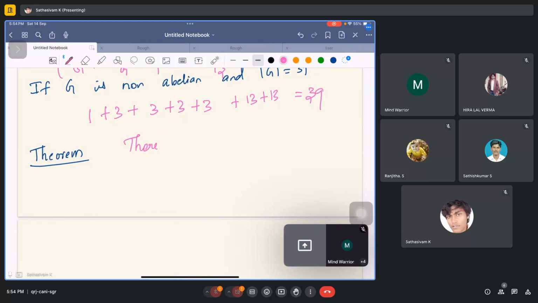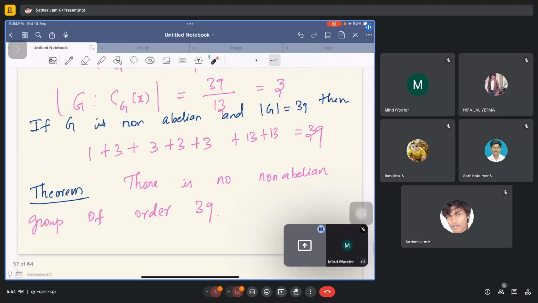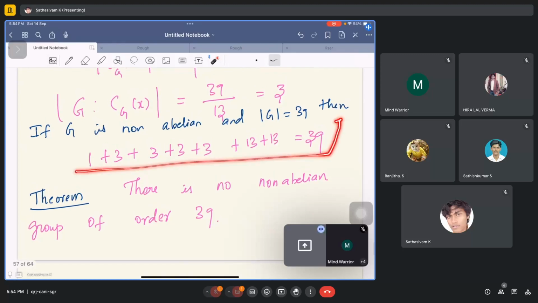There is no non-abelian group of order 39. Well, what happens is this is a possible classification. If there is a non-abelian group, then this must be its classification. So in that sense this is a possible classification, but right now we will prove that there is no group of order 39. So how do you prove it here?